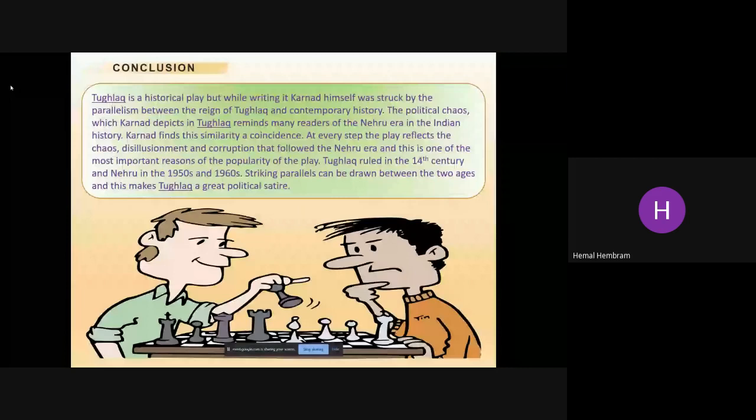Tughlaq ruled in the 14th century and Nehru in the 1950s and 1960s. Striking parallels can be drawn between the two ages, and this makes Tughlaq a great political satire. Thank you, sir.